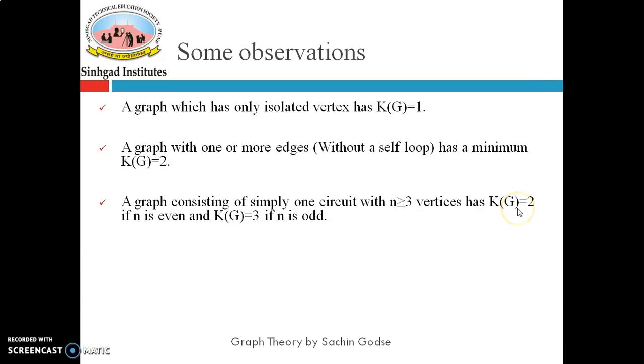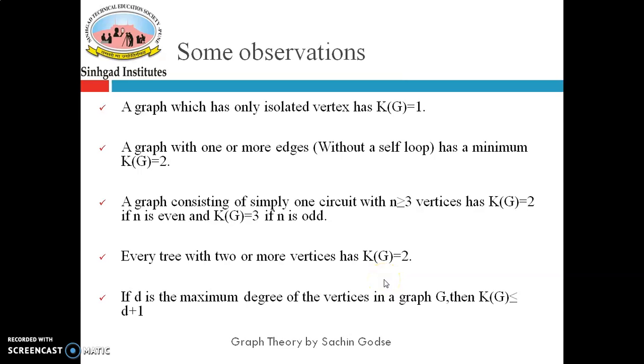has chromatic number 2 if n is even, and chromatic number 3 if n is odd. Every tree with 2 or more vertices has chromatic number 2. If d is the maximum degree of the vertices in a graph G, then the chromatic number is less than or equal to d plus 1.